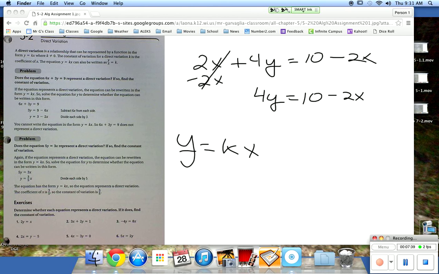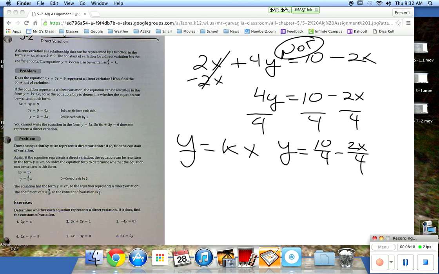What do we do next? We want to get y by itself. We're multiplying by 4, so we divide by 4. Y equals 10 fourths minus 2x over 4. We can reduce this, but are we going to be able to get it into this form? No, this would not be a direct variation. Okay?